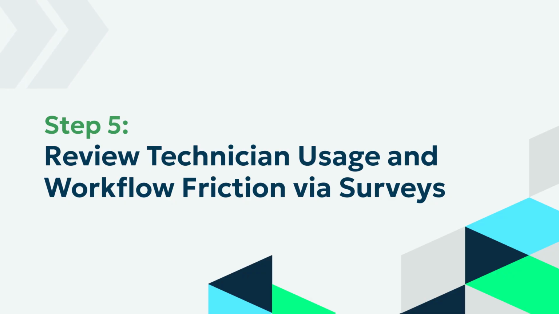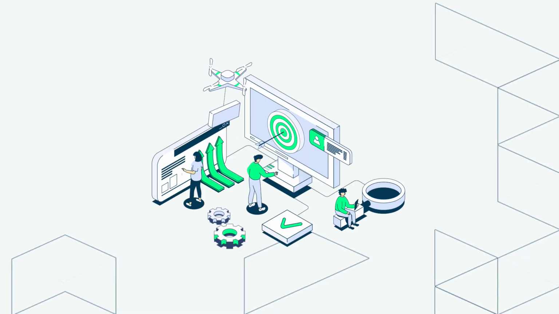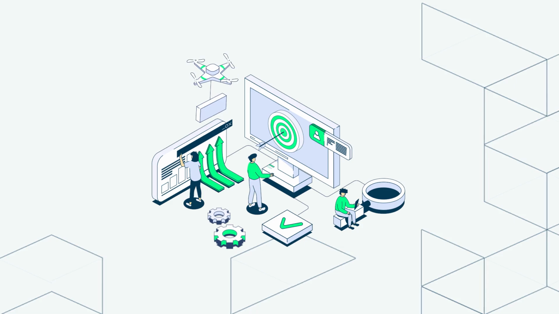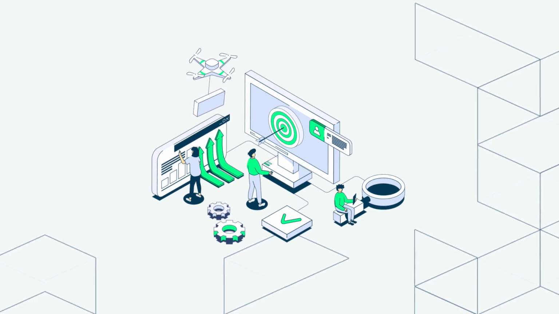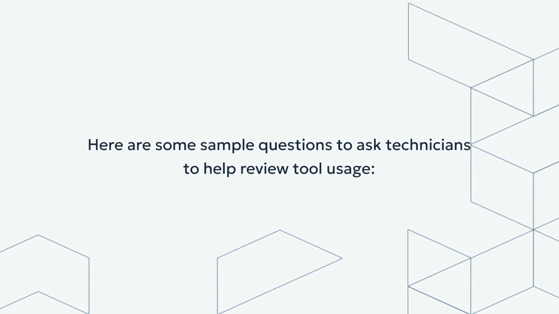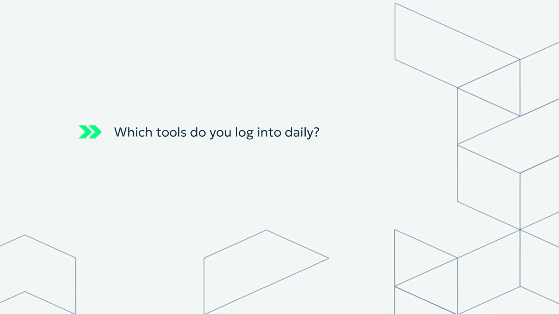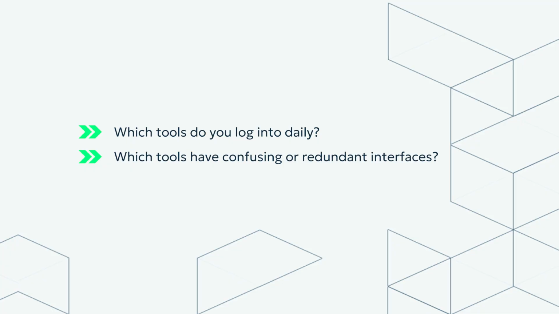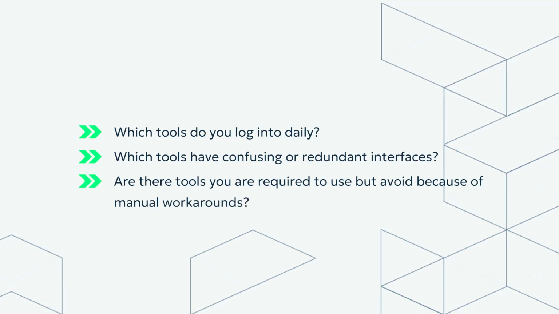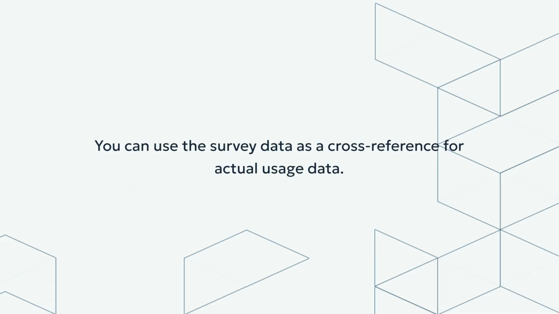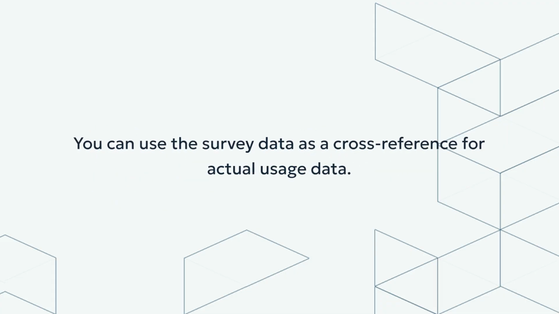Step 5. Review technician usage and workflow friction via surveys. Next, talk to the people who use the tools every day. Survey technicians to uncover workflow inefficiencies that data alone may miss. Here are some sample questions to ask technicians to help review tool usage. Which tools do you log into daily? Which tools have confusing or redundant interfaces? Are there tools you are required to use but avoid because of manual workarounds? You can use the survey data as a cross-reference for actual usage data.